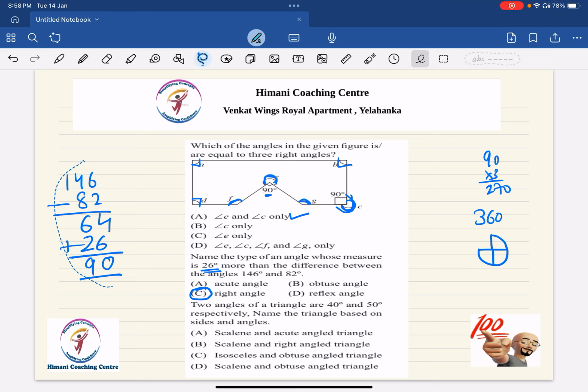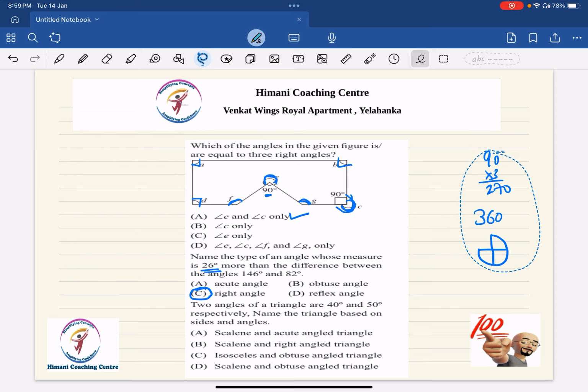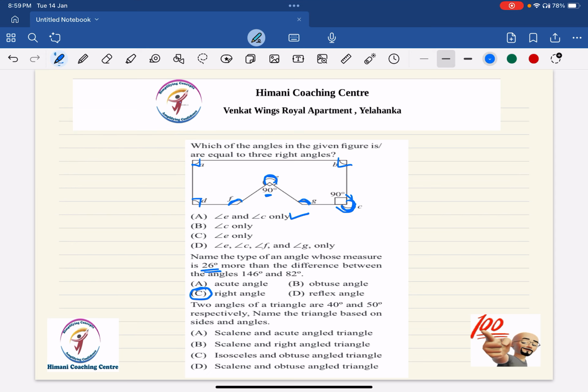Okay, now let us move to the next question. Just give me a second. Let me erase whatever is not required. The next question is two angles of a triangle are 40 degree and 50 degree. Name the triangle based on sides and angles.